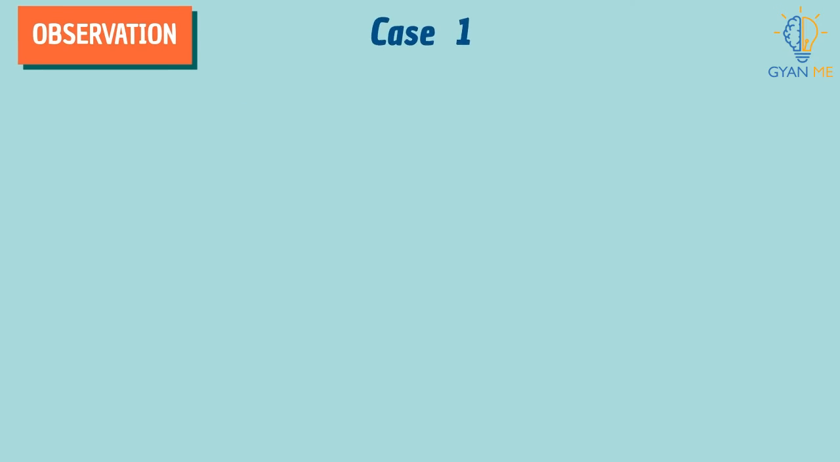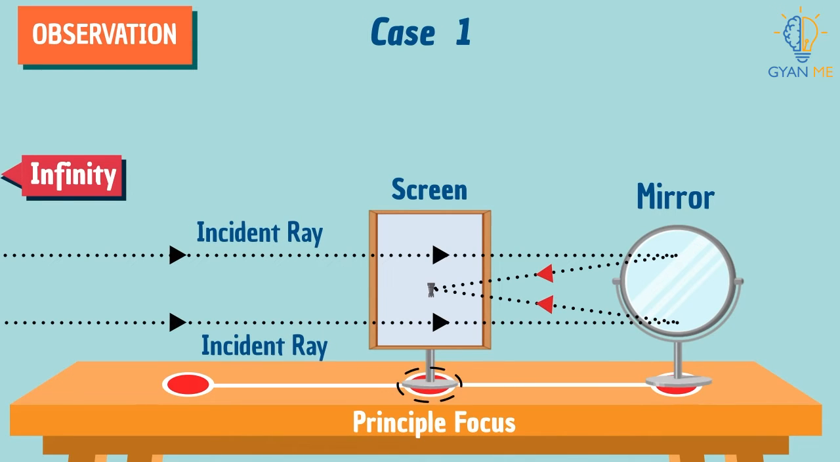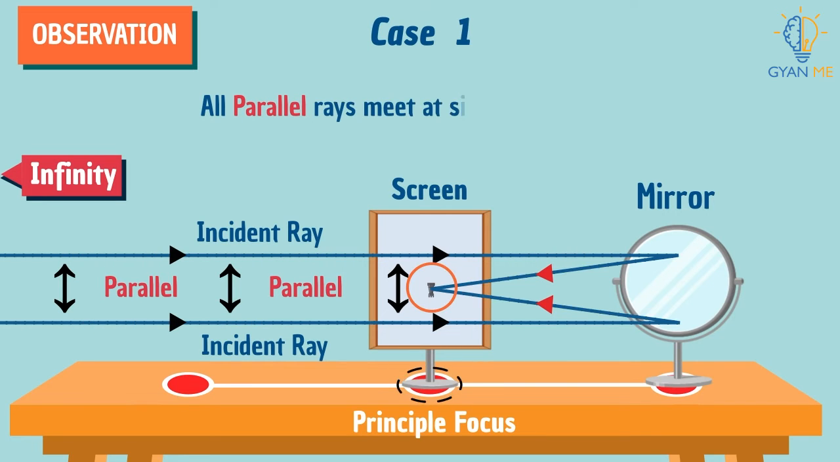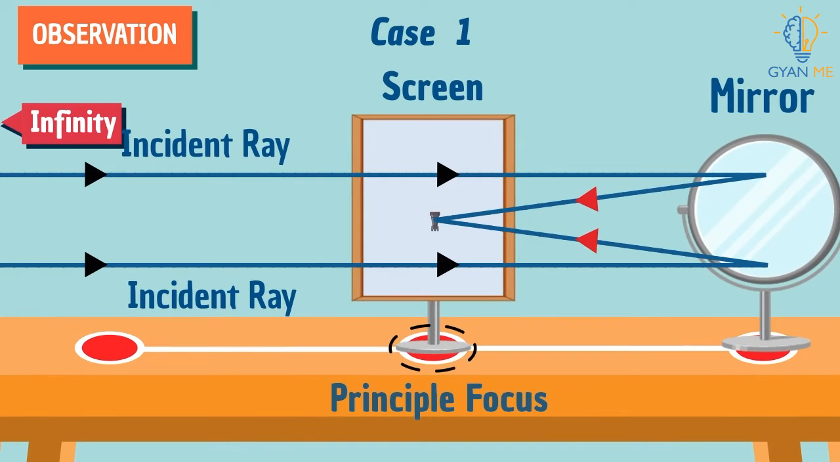Let's say in case 1, we take the object at infinite distance. That is, the object is very far from the mirror. We know if the object is at infinity, its image is formed at principal focus. Why? Because the rays coming from an object at infinity are all parallel. And we know all parallel rays meet at a single point, that is the focus point, after reflection. So the image will be formed here. How is the image? Point size.